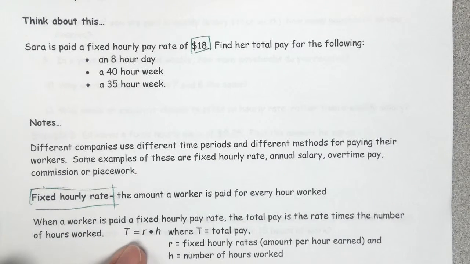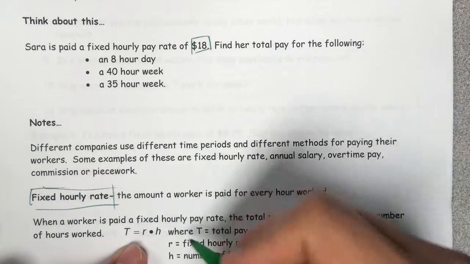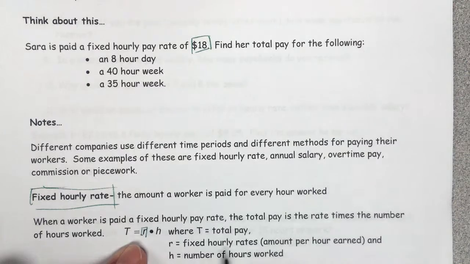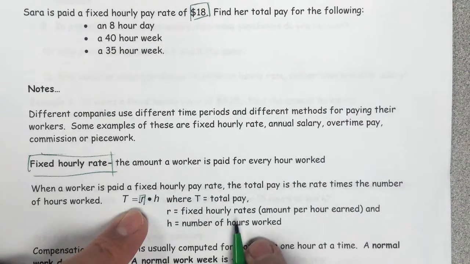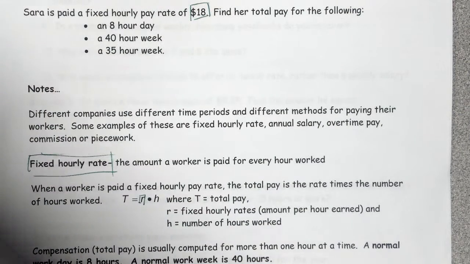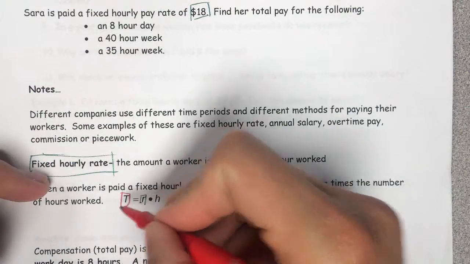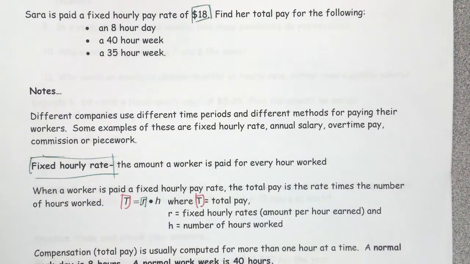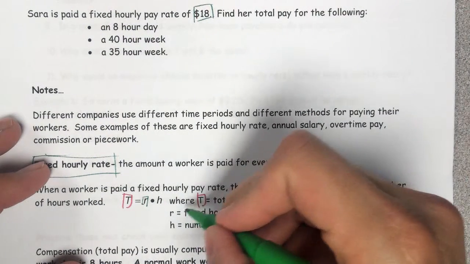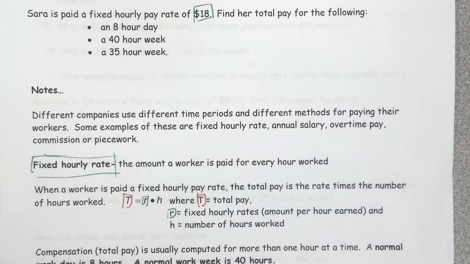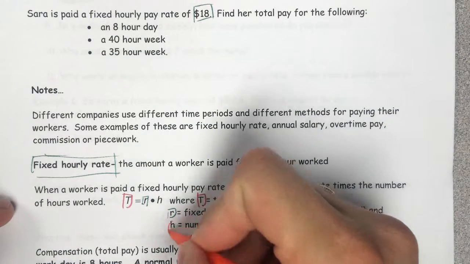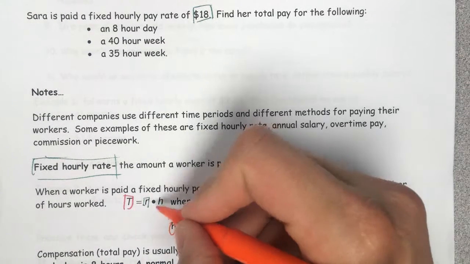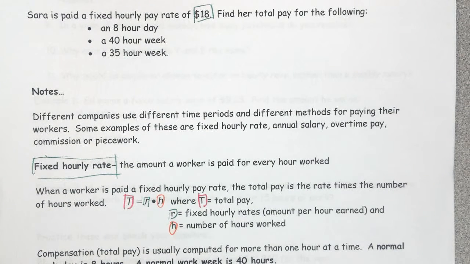Now you have a nice little formula here. My fixed hourly rate is this R right here. T is going to be my total paid. There's my T. And then we're going to have H. Let's do the fun color. H is the number of hours we worked. Okay, so let's go ahead and see what we can figure out up here.